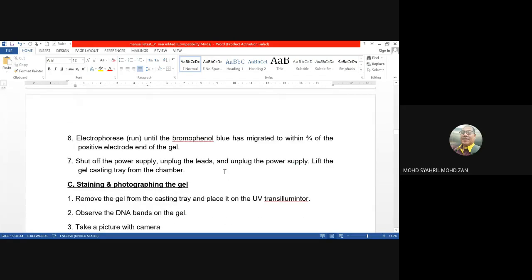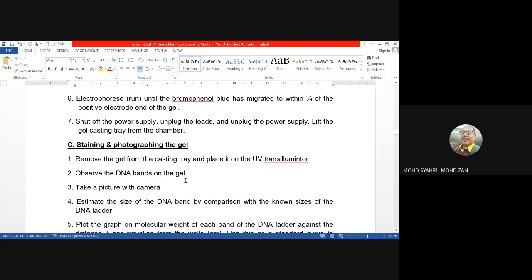And then electroporesis run until the bromo phenol blue have migrated to within 3/4 of the positive electrode end of the gel. So kalau kita ada gel lebih kurang 3/4 daripada gel lah, barulah kita boleh angkat dan kita boleh visualize. Alright. So shut off our power supply, unplug the lead and unplug the power supplies, leave the gel casting tray from the chamber. Okay, kita keluarkan kita gel dan kita bawa dia ke proses seterusnya.